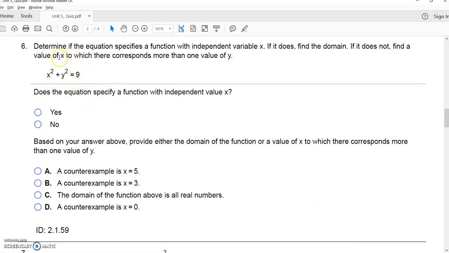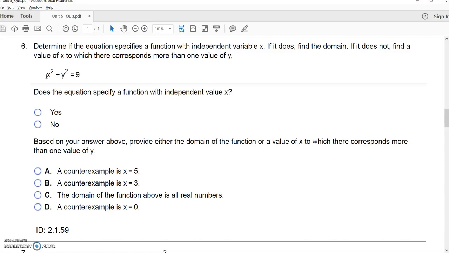So number 6, we're given an equation, and the question is, does this equation constitute a function with independent variable x? So for this to be a function, for every value of input, for every value of x, there needs to be exactly one corresponding y. And this is actually an equation of a circle.